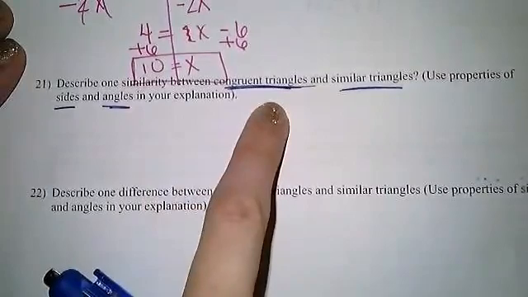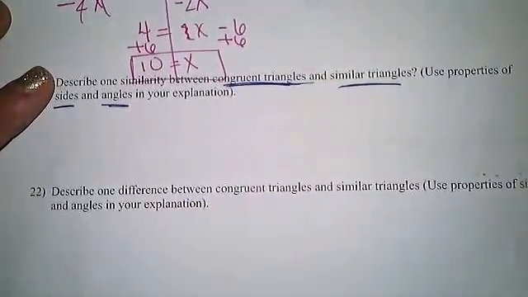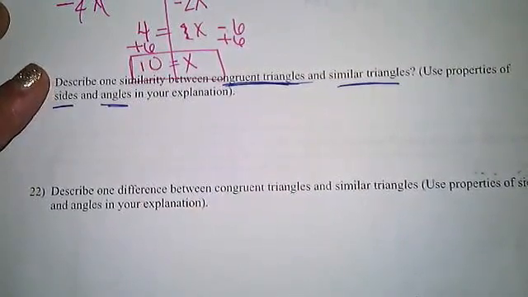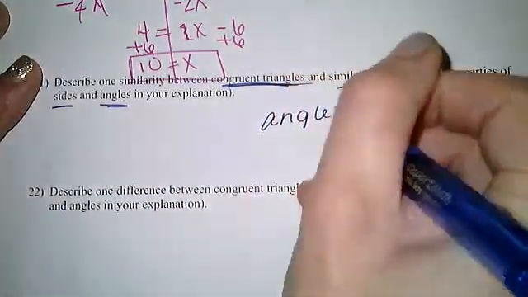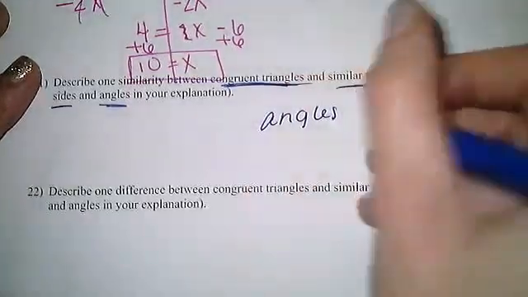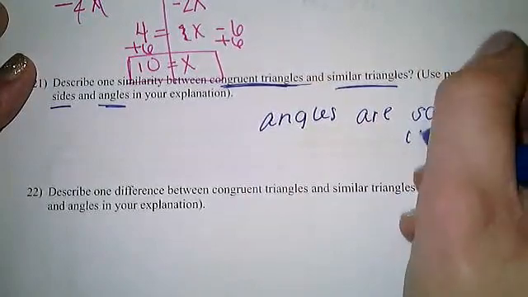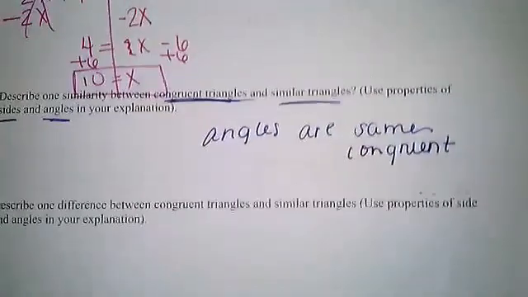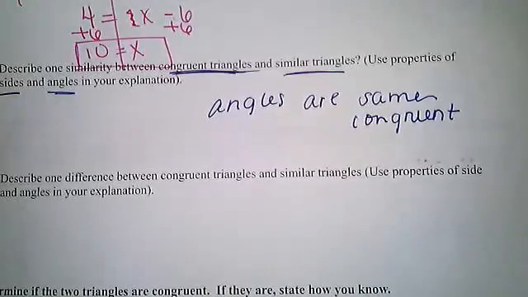So do similar triangles have all the same side lengths? You could ask yourself that. Congruent triangles do, but similar don't, right? So that's your difference versus your angle similarity. So the angles, you could just write the angles are the same, angles are congruent, whichever word you want to use is just fine for me. But if they're similar, they should have the same angles. If they're congruent, they should also have the same angles because they're the same triangle.